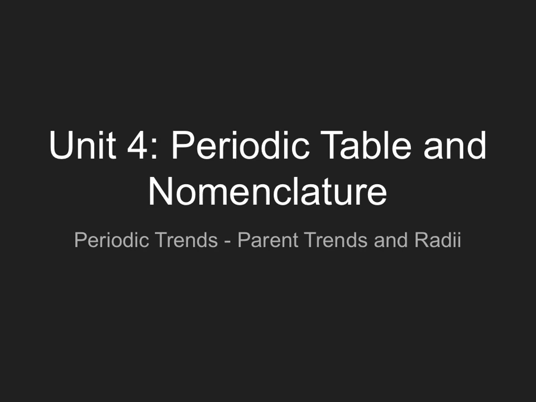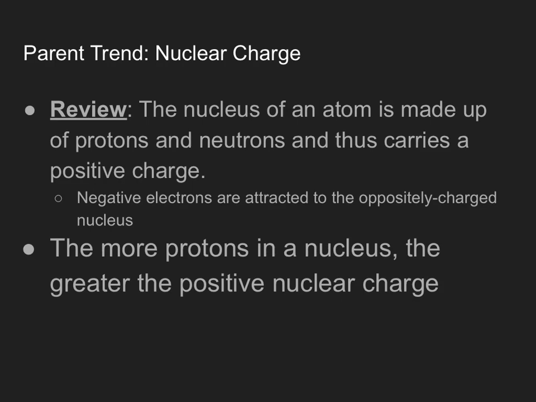We're going to cover 3.5 of the major trends that occur across the periodic table. The first trend here is a parent trend, meaning it's one of the trends that basically determines all of the other trends, and it is nuclear charge.